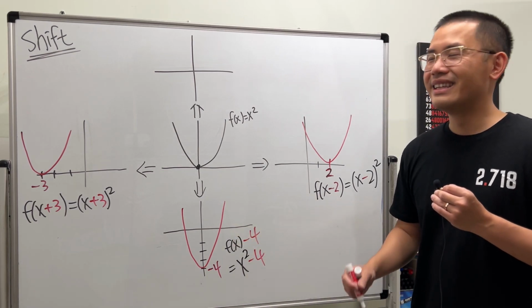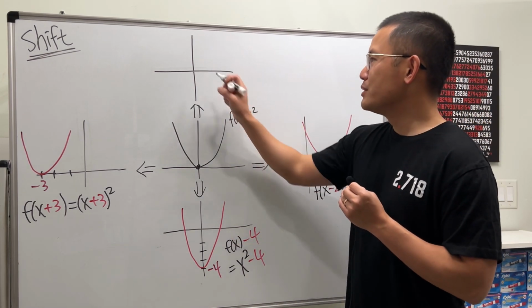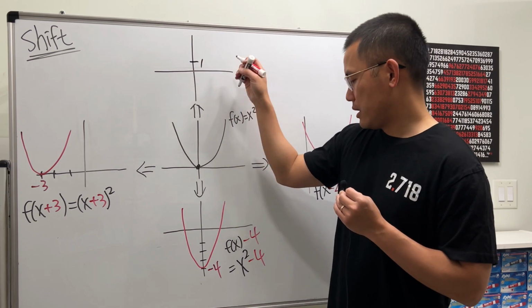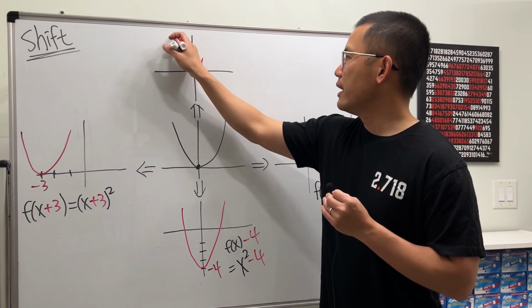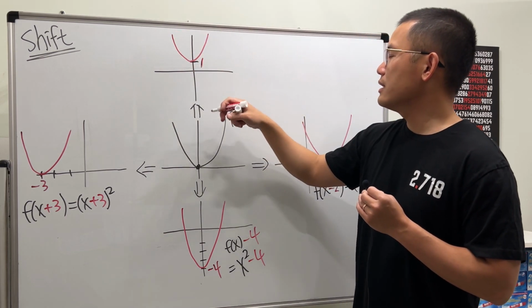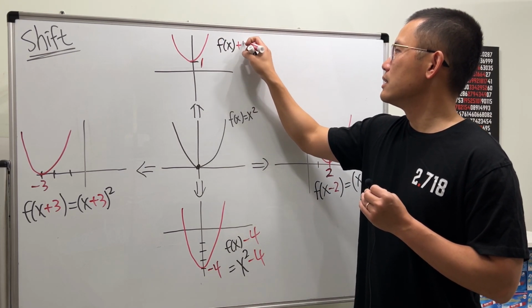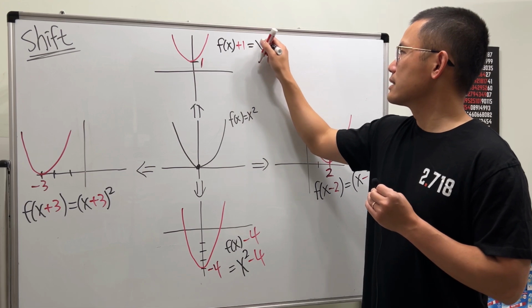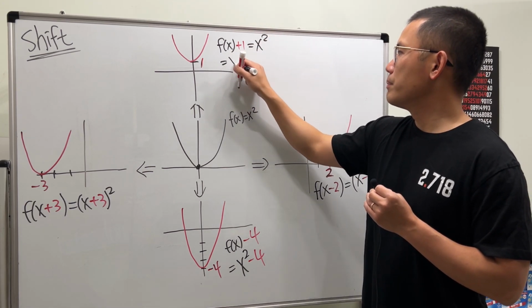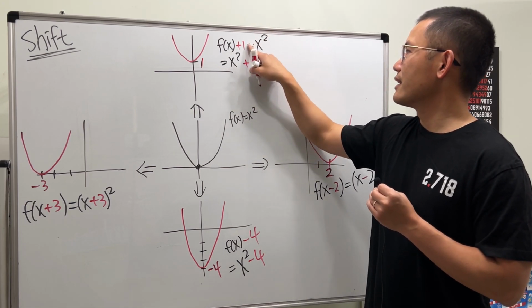Like that. Now, if you are going up, let me just say go up 1 unit like this. Here, this is the 1, and then I want to shift it up like this. You just add 1 after the f of x. So the equation is x squared plus 1, like that.